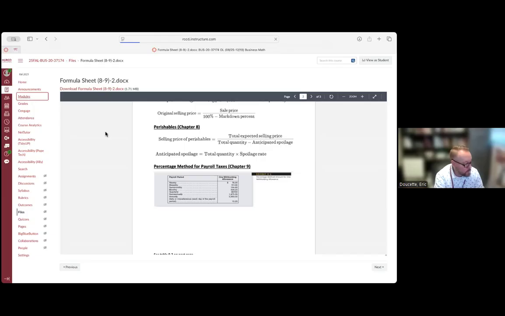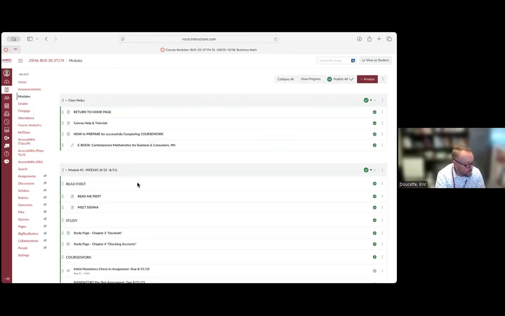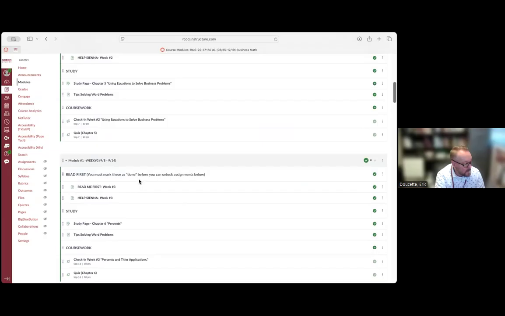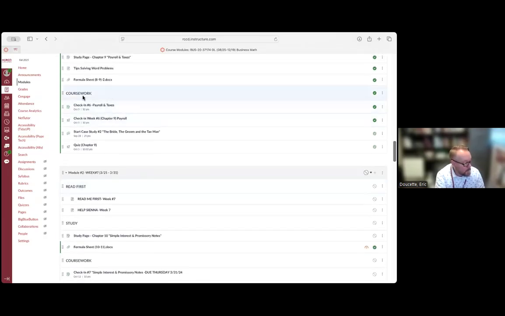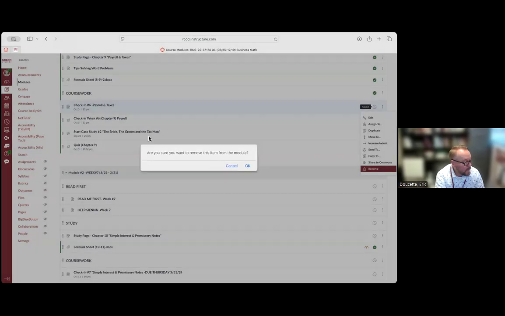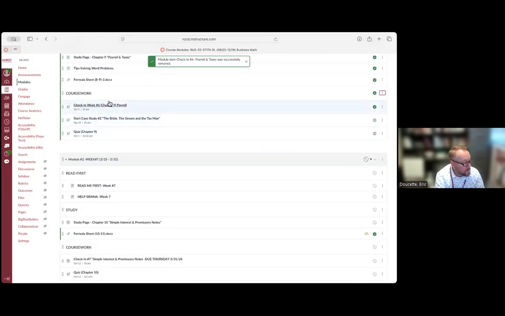I'm going to go back to modules here and just scroll down. So you're going to be again doing the check-in assignment on payroll and taxes. You're going to be doing it right here. Oh, the check-in number 6. This one here does not need to be there, so I'm going to get rid of that. Right. So you have this check-in assignment on payroll. Then you have your case study. You're continuing that, not starting it.